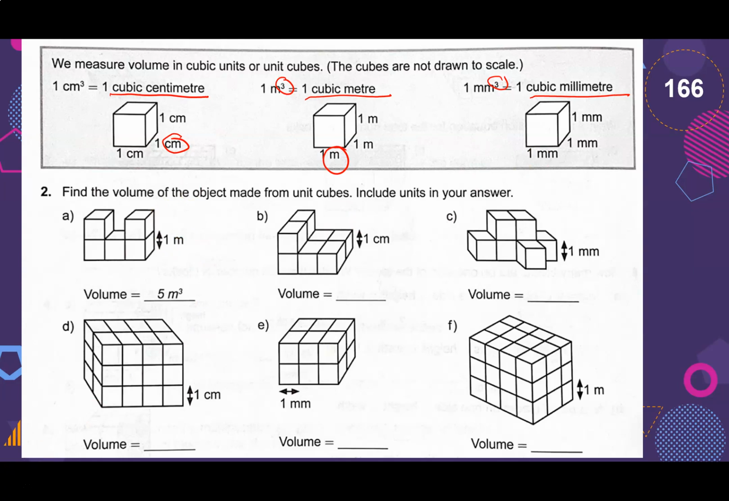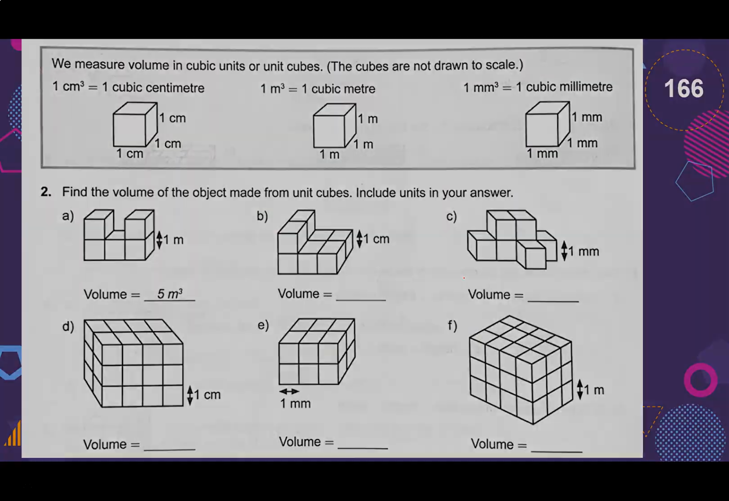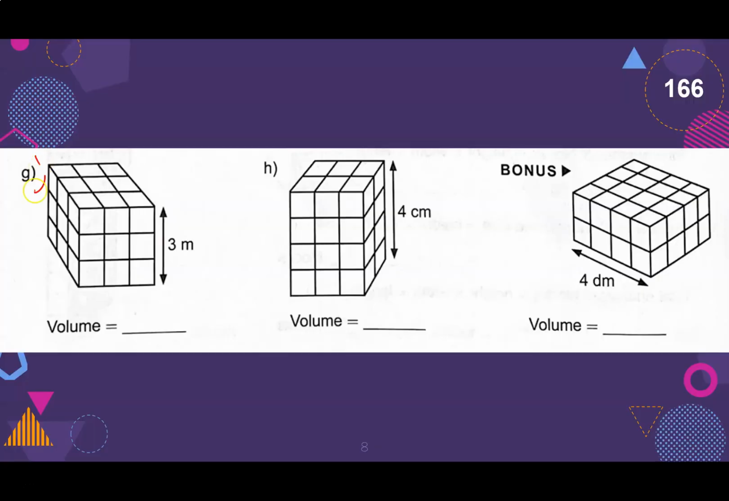Let's try 2A together. You will notice that part A is using meters. Remember, lowercase m stands for meters. There are 5 cubic meters, or 5 meters cubed. Please try B, C, D, E, and F on your own. Oh, and there is also G and H. And if you're up for a challenge, please try the bonus question.